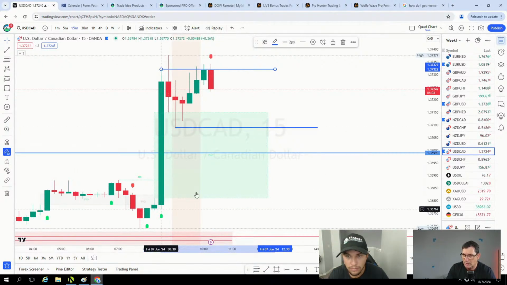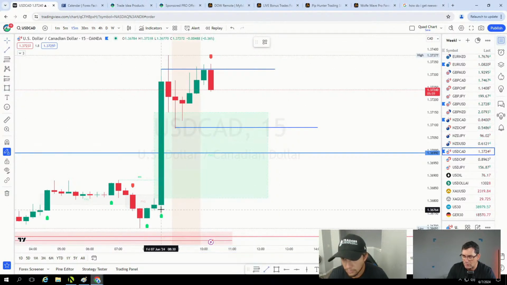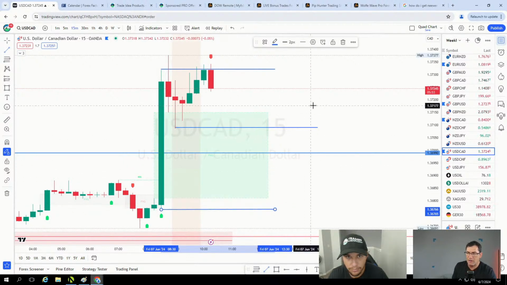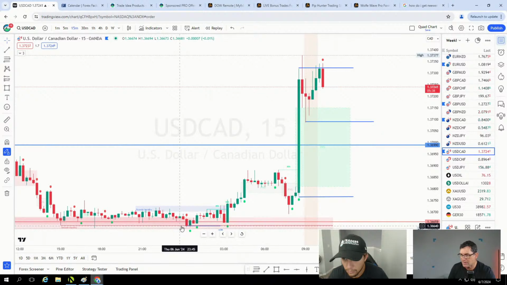But ultimately, traders, what I'm going to be looking for is price to work its way back down to this candle low right here, and that is priced at around 36.77. So by the end of today, my projection on the US dollar CAD is that we're going to see price trading back below 36.76 and hopefully even take out and sweep the lows right here at 36.64. And that'll be super, super cool.